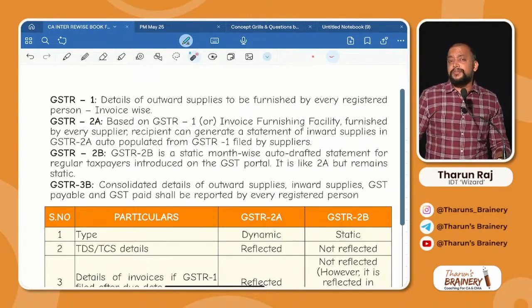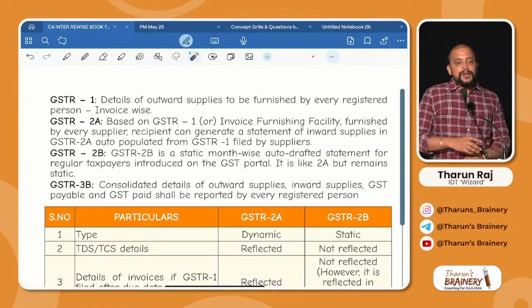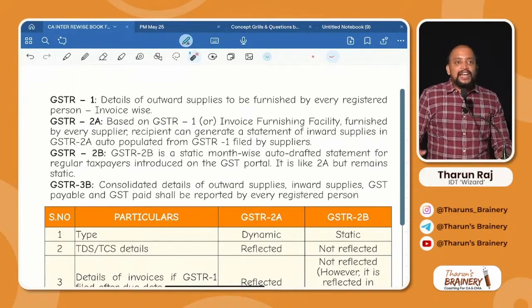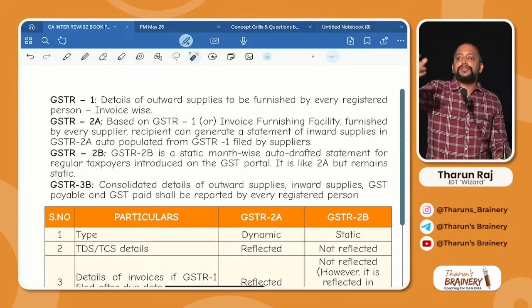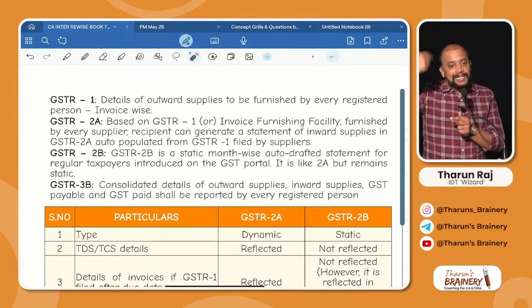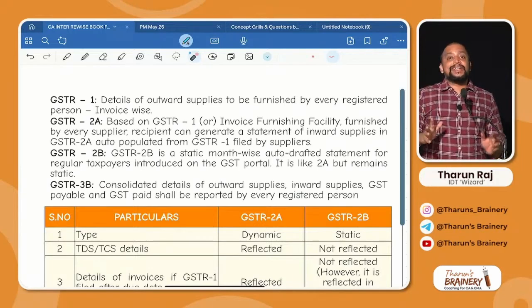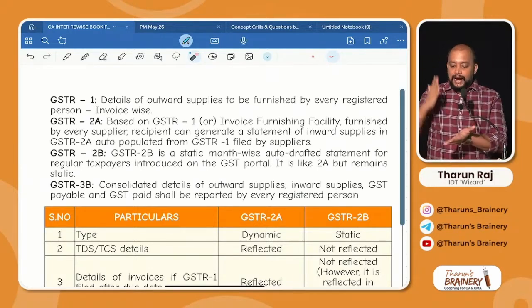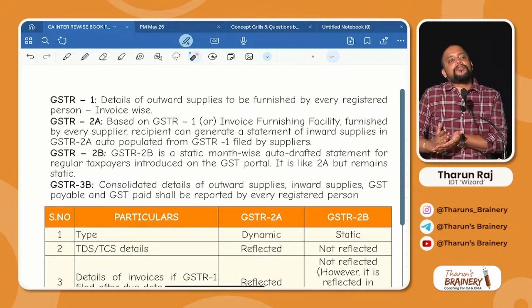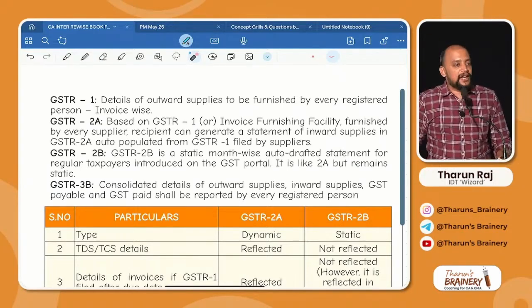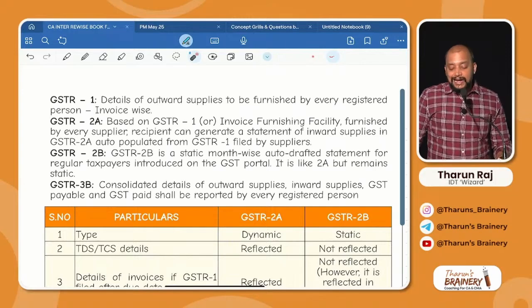But what is the difference between 2A and 2B? 2A is a dynamic document, which means it will keep on changing based on the supplier's GSTR1, like a Google Sheet. I am sending you a Google Sheet. If I modify it here, that will get modified there also. But 2B is like a static document. Once a cutoff date happens, whatever returns are filed by the supplier by that cutoff date, those details only will come in 2B. Is it clear? And that is the difference.